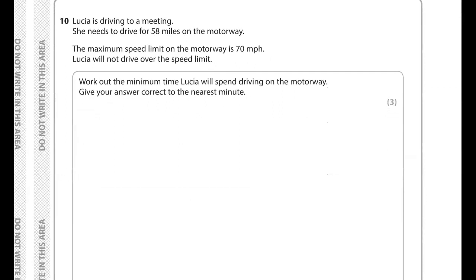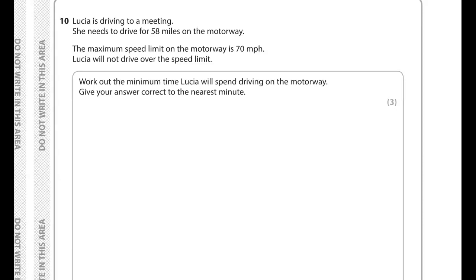Lucia is driving to the meeting. She needs to drive for 58 miles on the motorway. The maximum speed limit on the motorway is 70 miles per hour. Lucia will not drive over the speed limit. Work out the minimum time Lucia will spend driving on the motorway. Give your answer correct to the nearest minute.